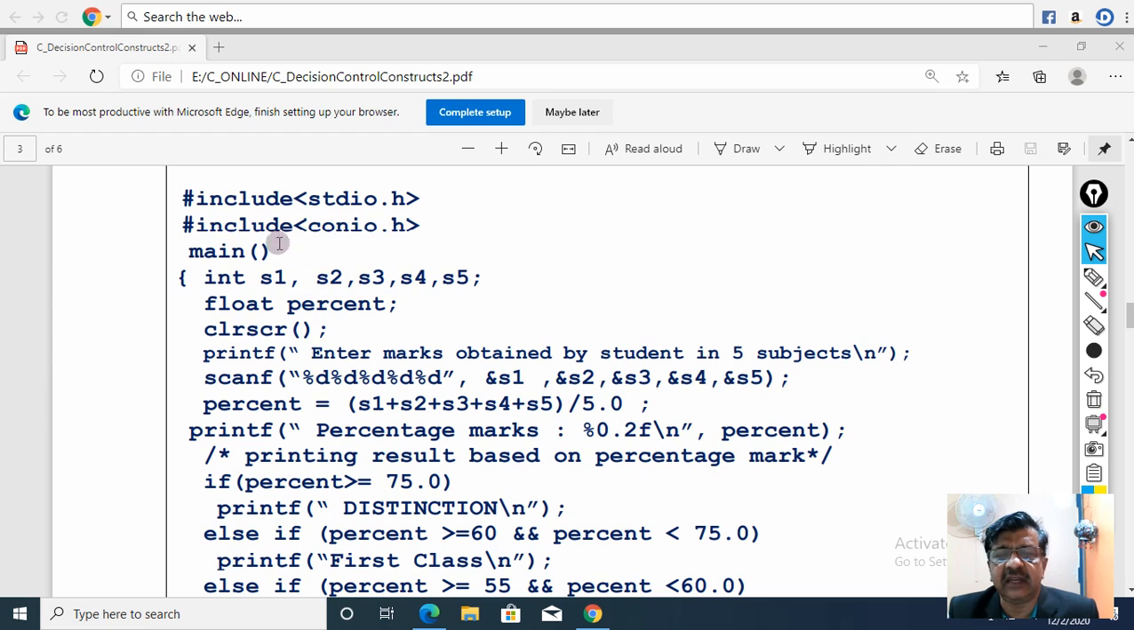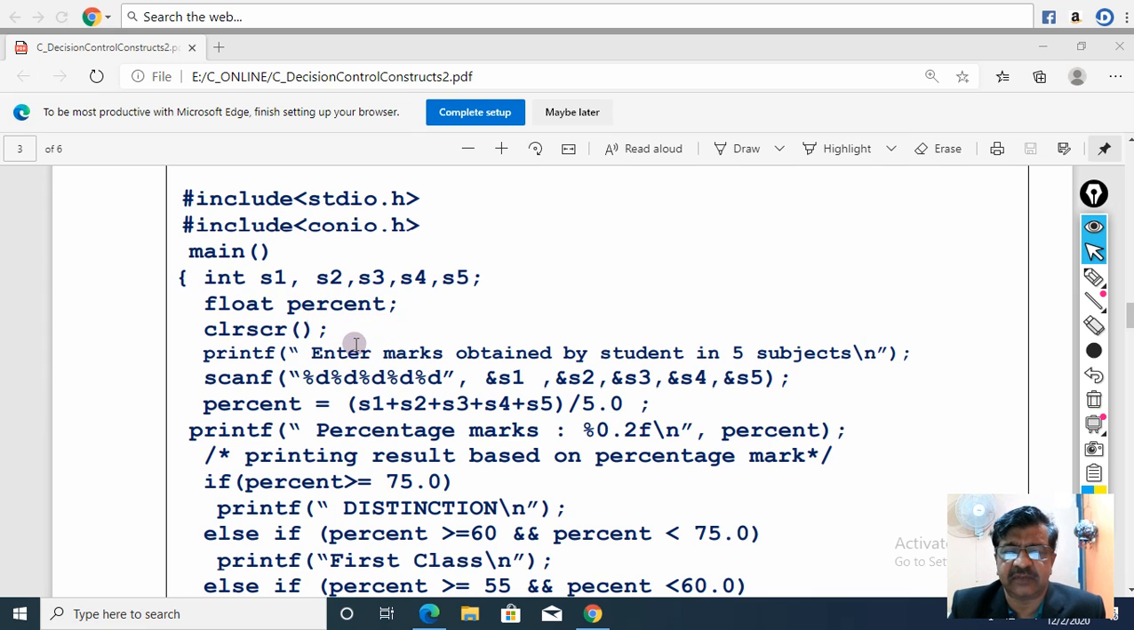Then anyway we have to include stdio.h in order that printf and scanf would work, and conio.h in order that clear screen and getch should work. So therefore we have named the subjects as S1, S2, S3, S4, S5, and they are of integer type because marks cannot be float. And the percentage is another value which is calculated upon adding all these marks and dividing by 5. Fine.